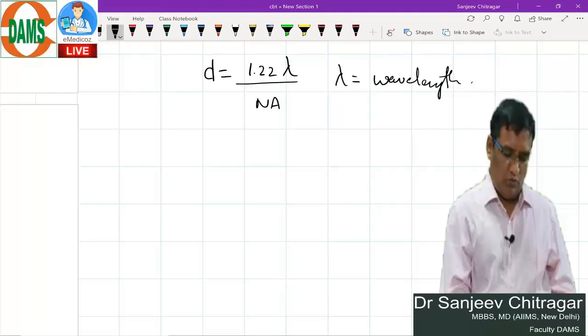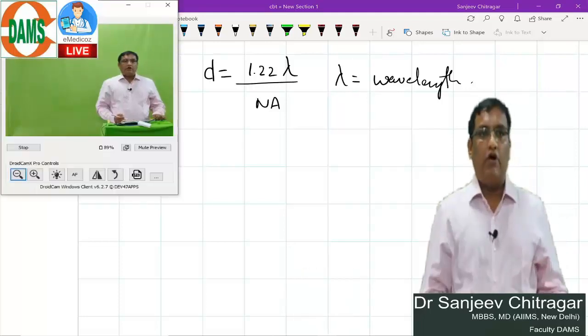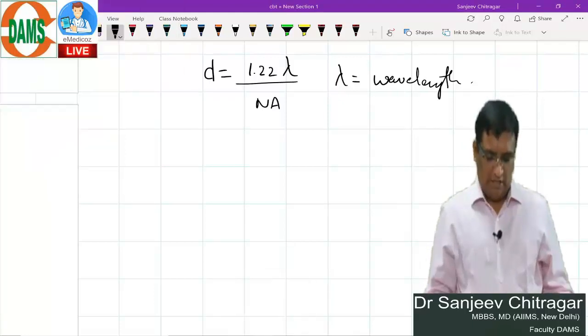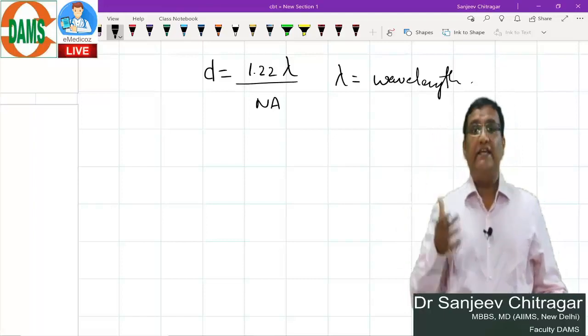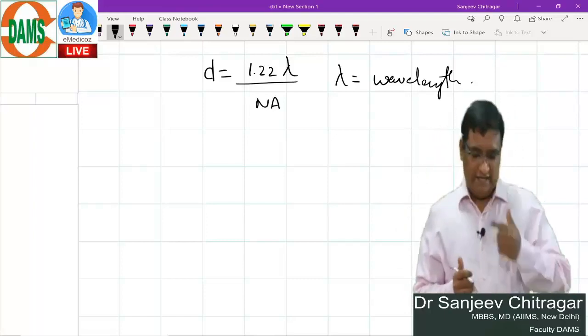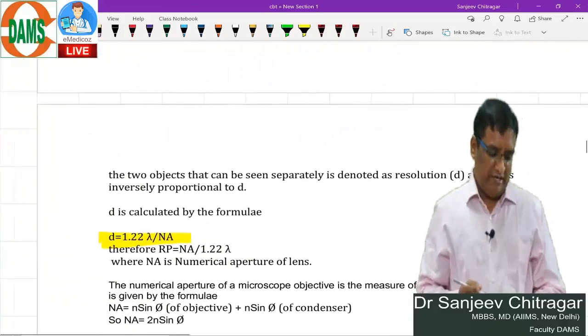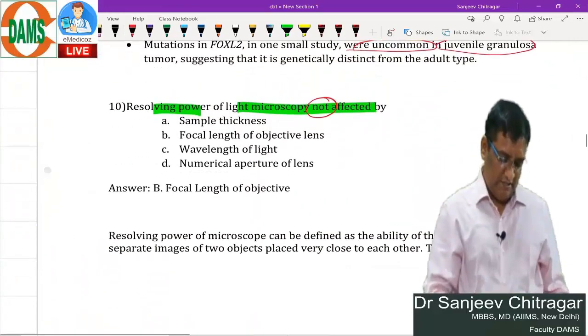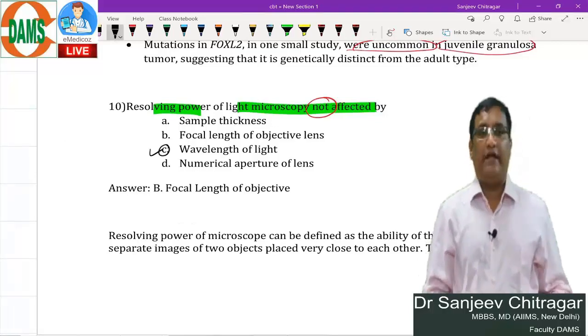If D is more, then what is the problem? Longer the wavelength, D will be more. And if D increases, the resolving power decreases. So the question asked is: is resolving power dependent on the wavelength of the light? The answer is yes, it is dependent on the wavelength of the light.